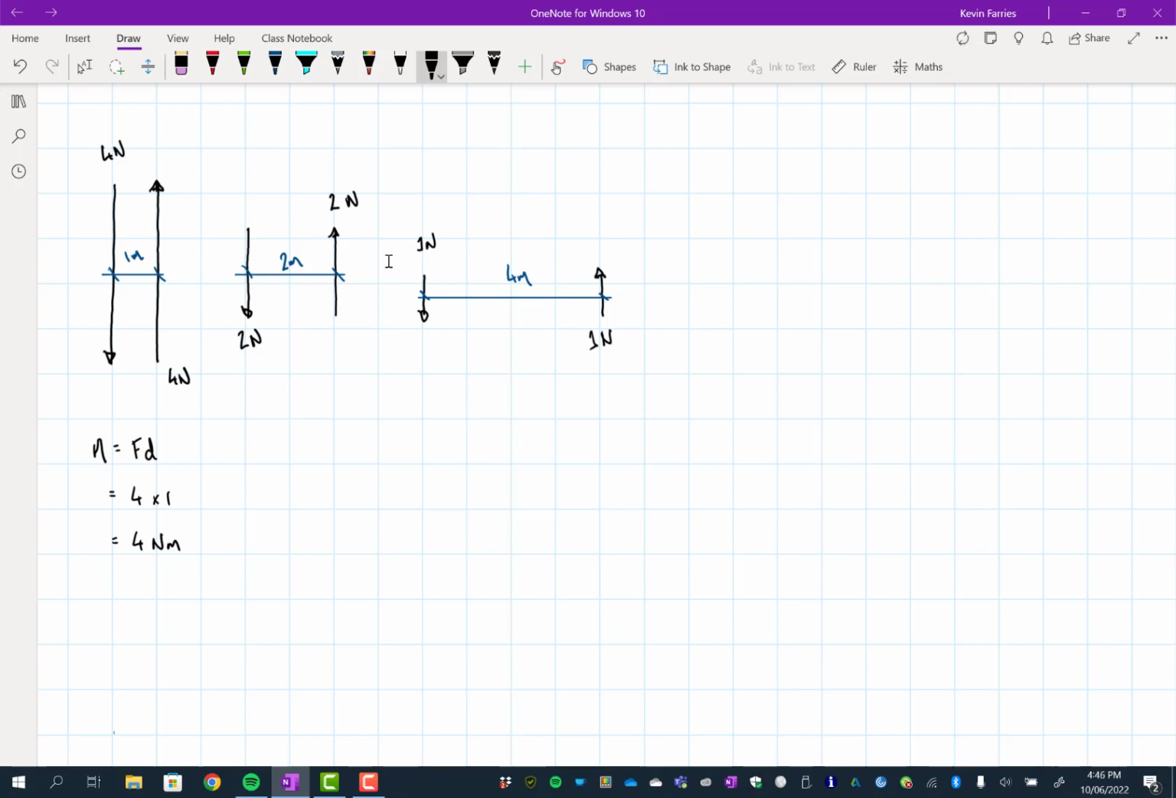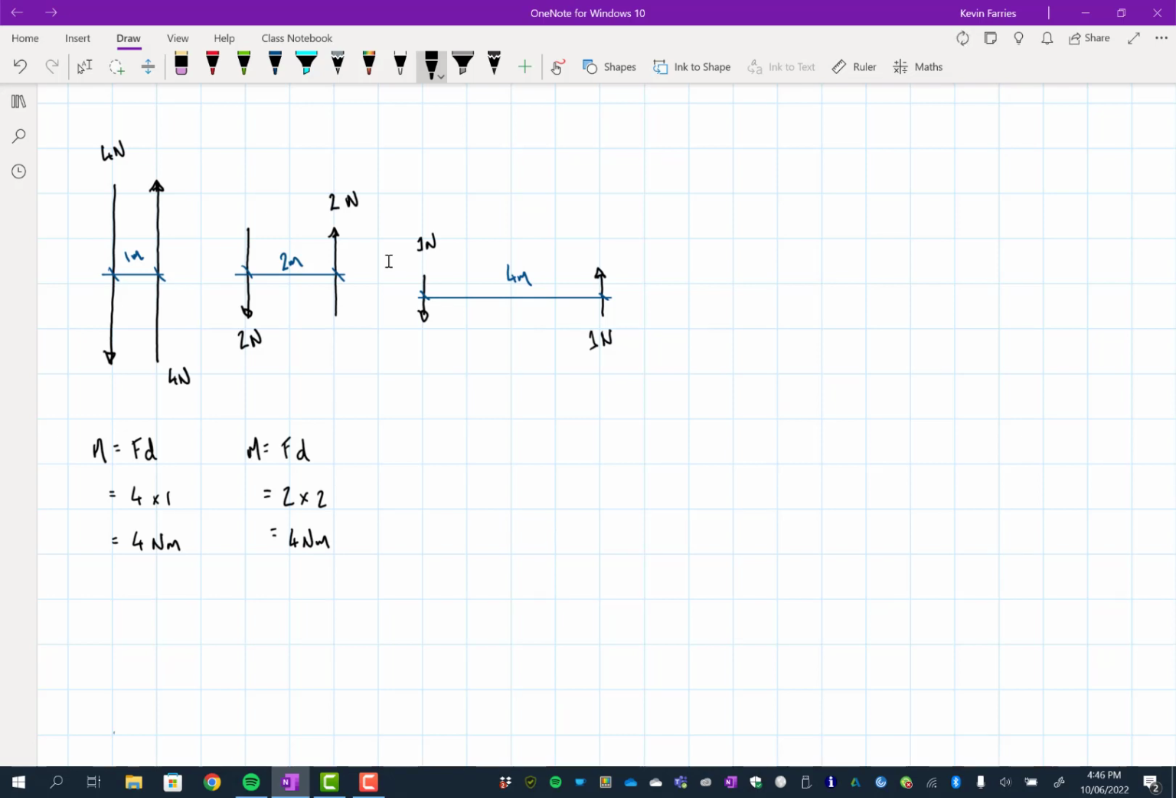Now, what we've done for this next couple is we've halved the force, but we've doubled the lever arm, and you can probably guess already what's going to happen. Moment equals force times distance between the forces, which equals 2 times 2, which is 4 newton meters, and we're still going anti-clockwise. That's why we had to be careful about the rotation. If you do those arrows the other way around, you're going to get a negative.